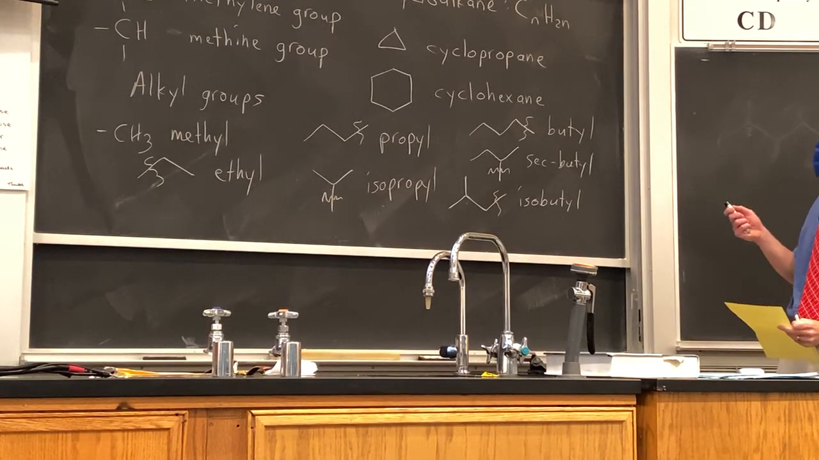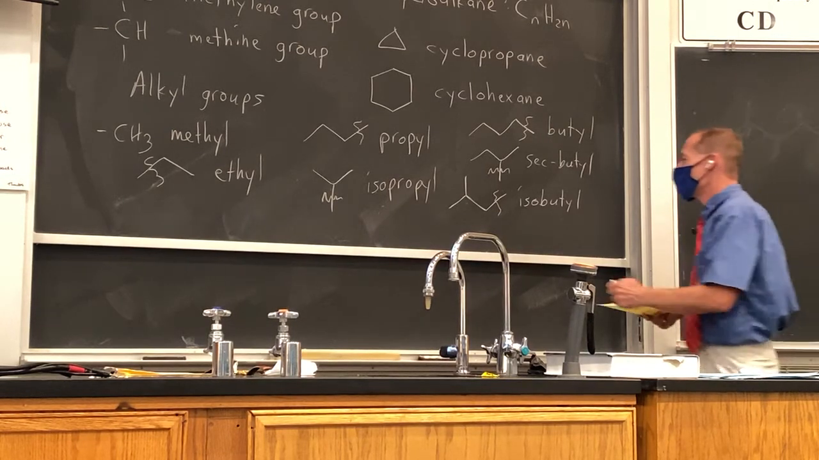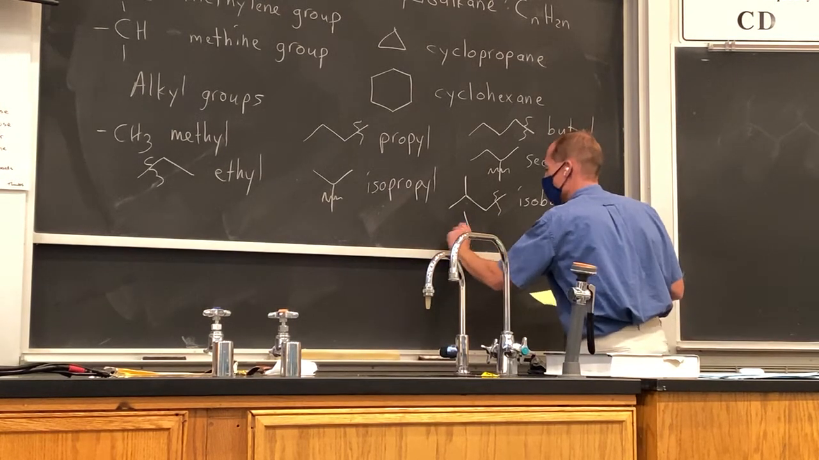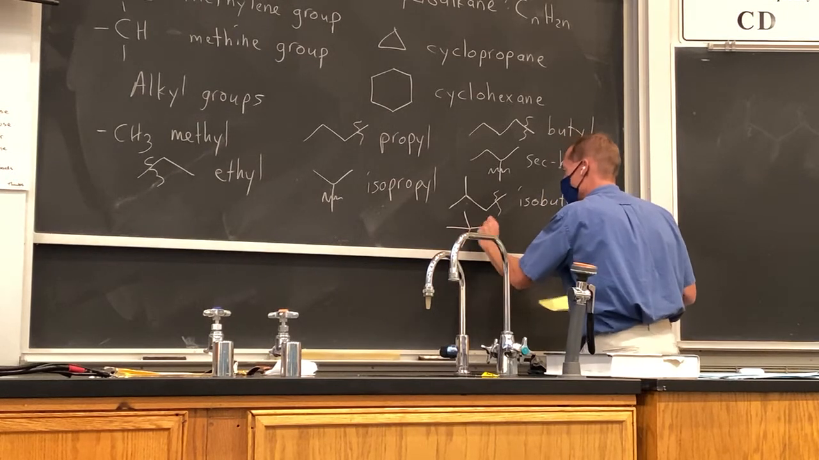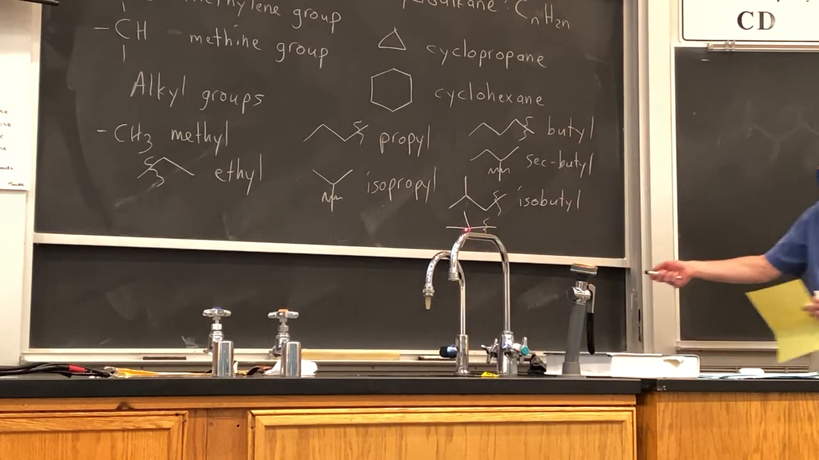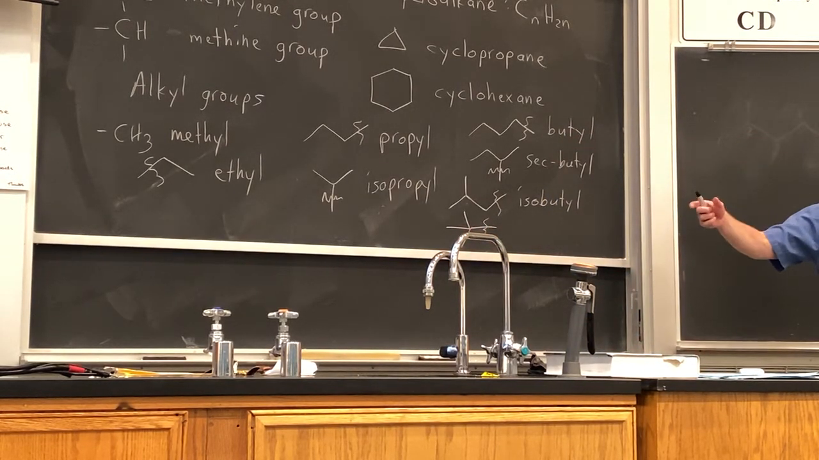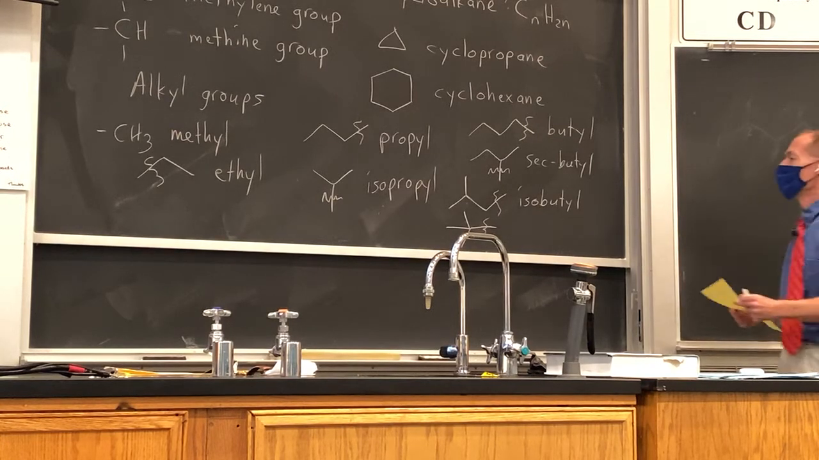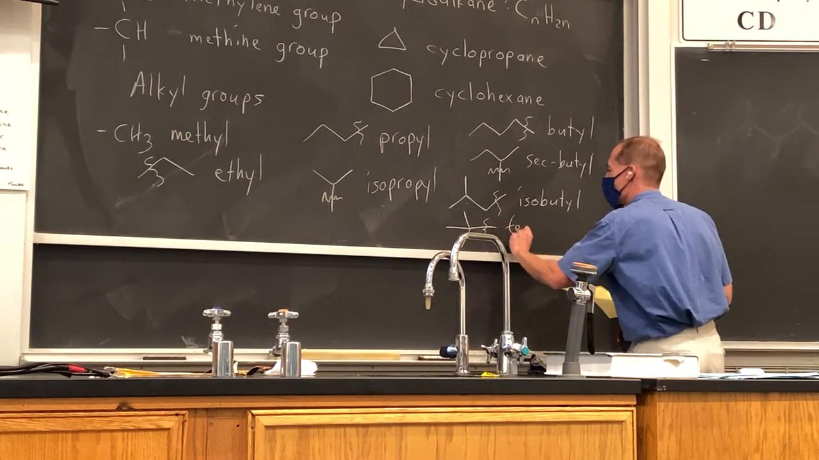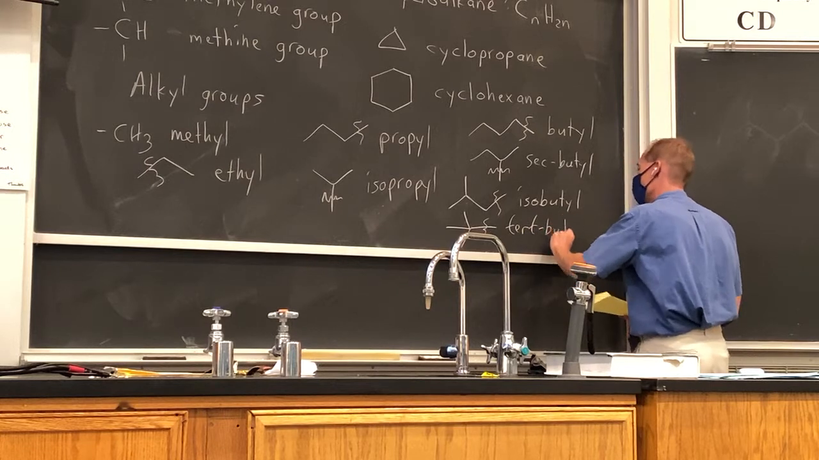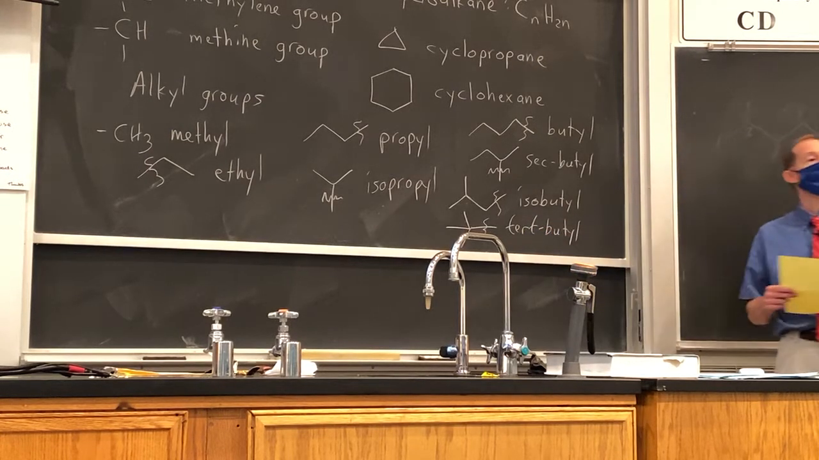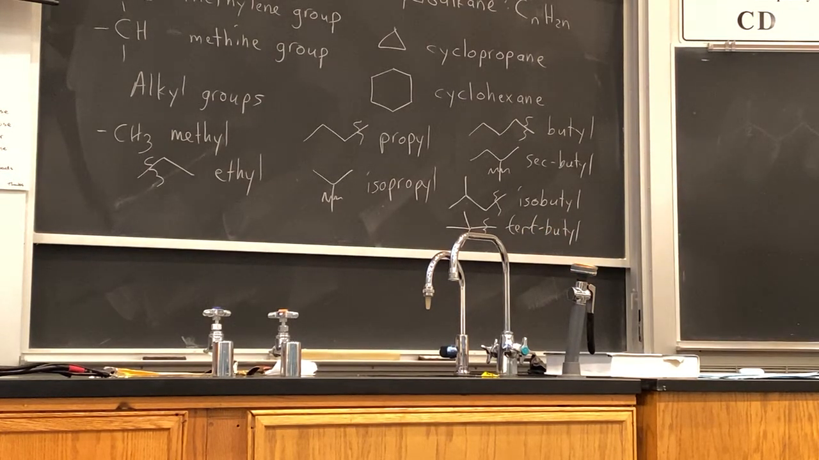But in isobutane, over here, we have a tertiary hydrogen. So we could take off that tertiary hydrogen, and we could attach this tertiary carbon to a chain or a ring, and that's referred to as tert-butyl, where the tert refers to tertiary. Okay? So 4 different types of alkyl groups with 4 carbons.